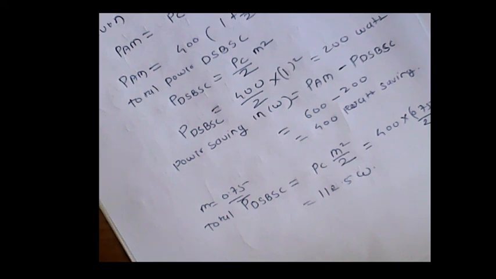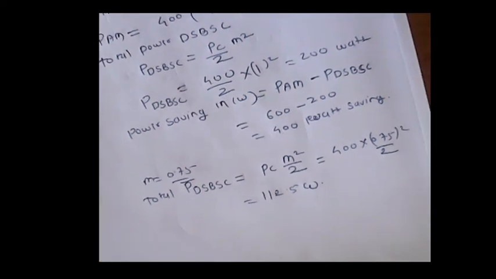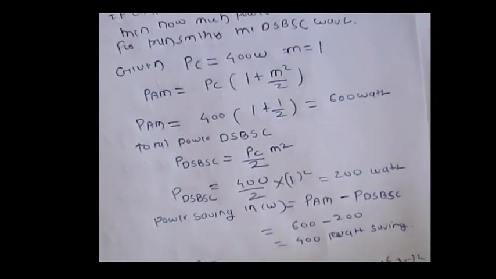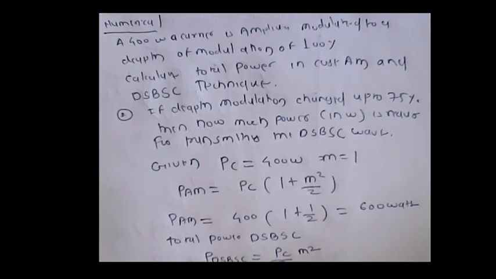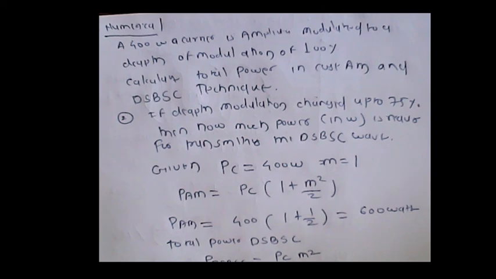So the total power in double sideband suppressed carrier also depends on the modulation index. So it will be maximum, 1/3 of the total power, when m is equal to 1, and when m is less than 1 the power requirement is less. So from this numerical conclusion, the power requirement depends upon the modulation index. So the less the modulation index, the less the power requirement.